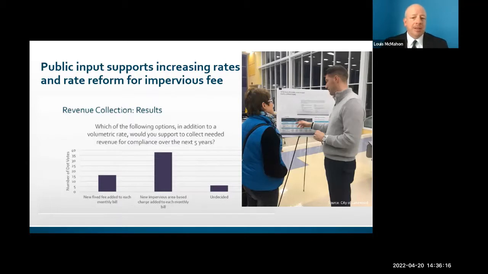People understand the need. They understood that these things need to be paid for, that this was an equitable way to pay for the wet weather costs we were facing. And so we were able to institute that impervious fee. Next, please.